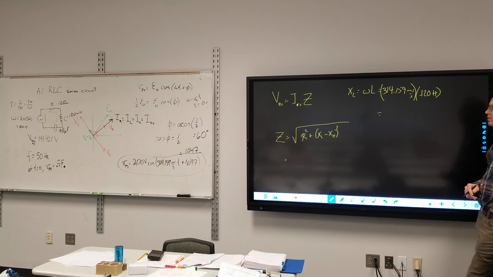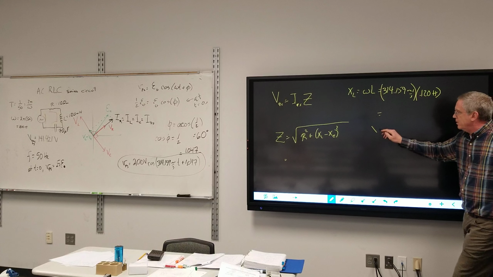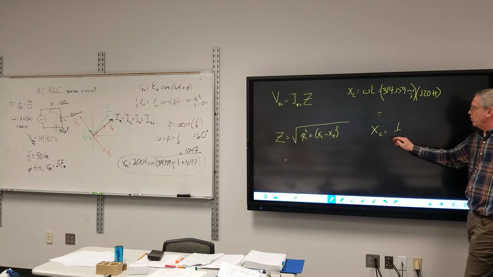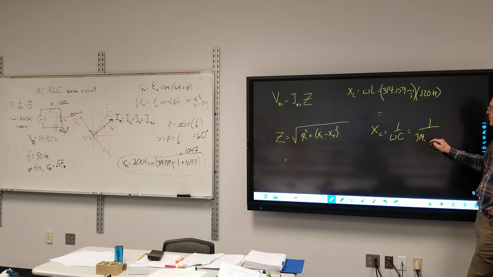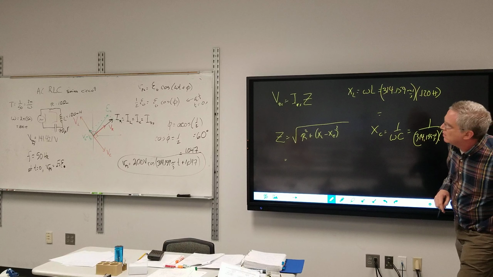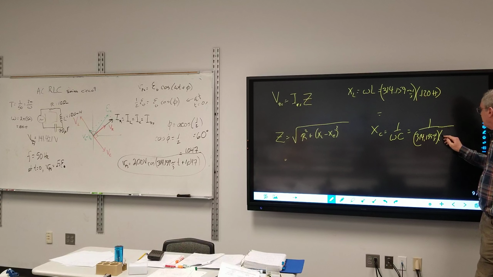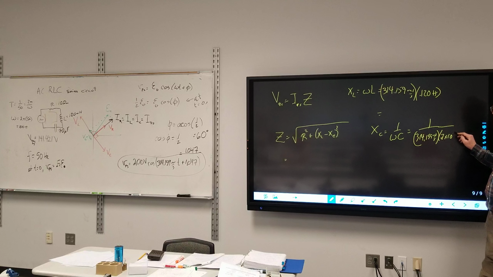What is XL? Then XC is 1 over omega C, which is 1 over 314.159 radians per second times 7 times 10 to the negative 5th farads.